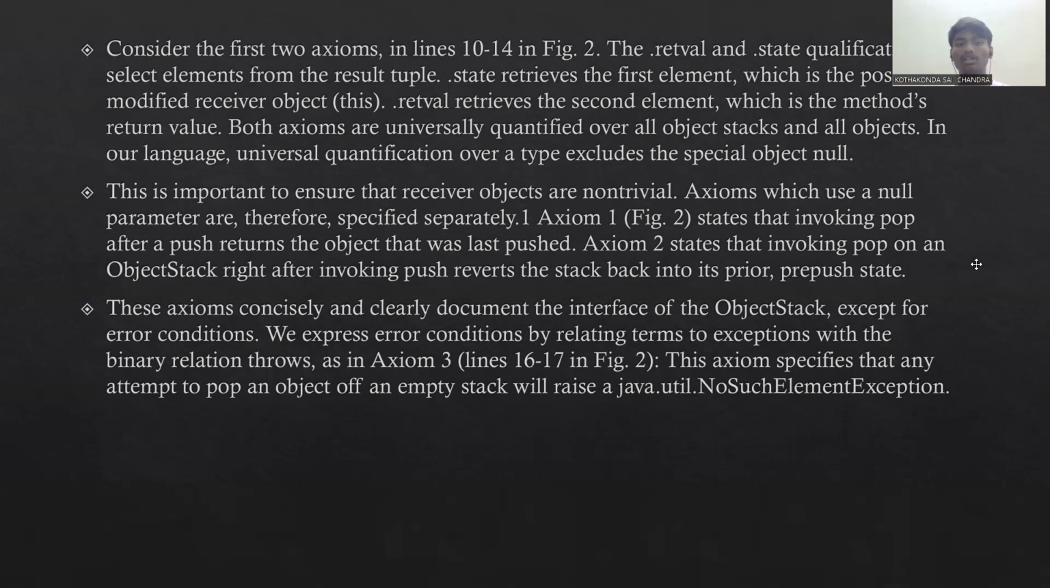Both the axioms are universally quantified over all object stacks and all objects. In our language, universal quantification over a type excludes the special object null. This is important to ensure the receiver is non-null. Axioms which use null as a parameter are therefore specified separately. Which is shown in Figure 2, that is the axiom 1. You can see this in the previous slide.